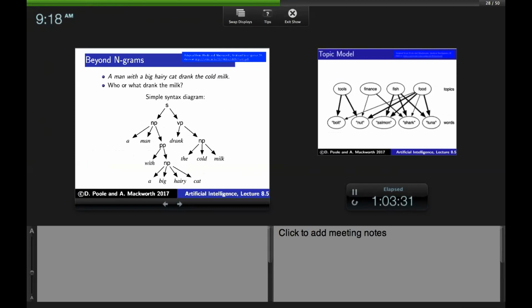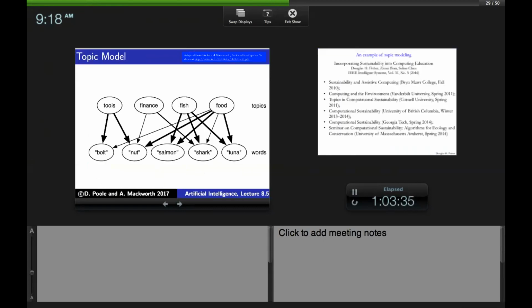I'm not going to go into this, you can look at the book for more details about these two things. I just want to briefly mention topic models. This is the way that a belief network might look for a topic model. A topic model is a representation of topics that are found in texts or documents. So tools, finance, fish, food, these might be regarded as different topics.